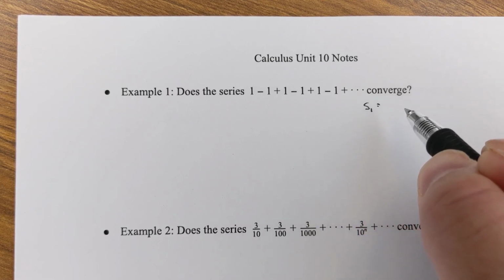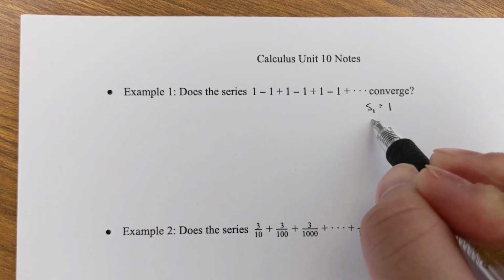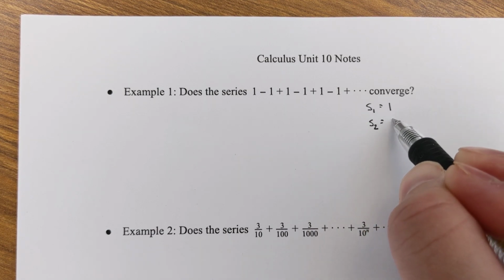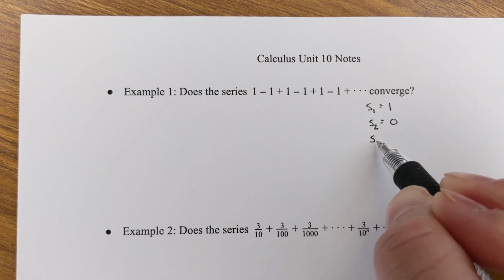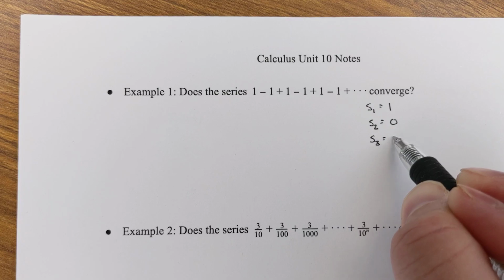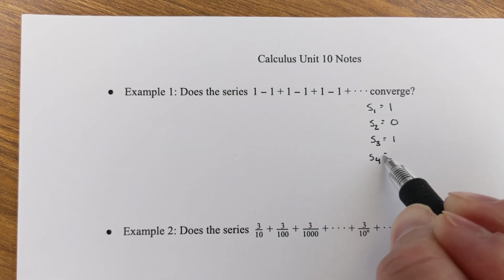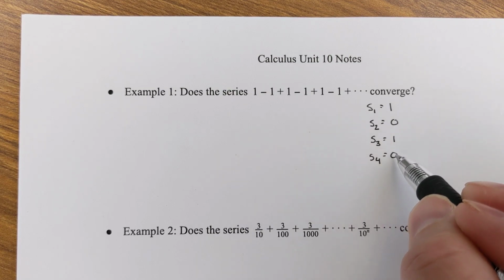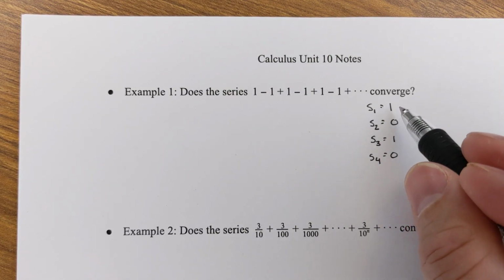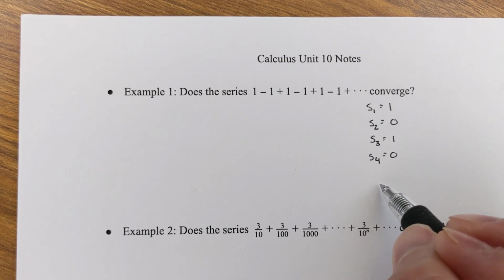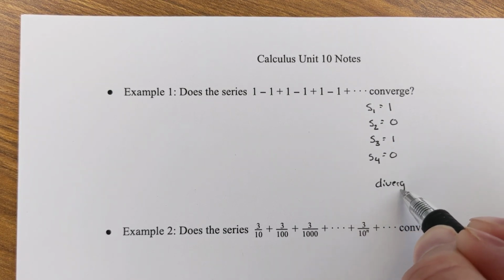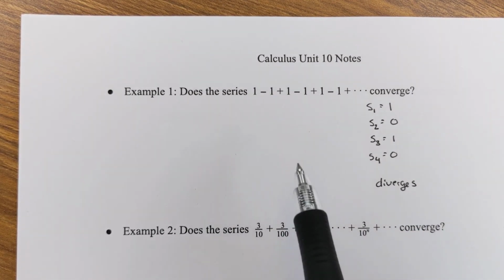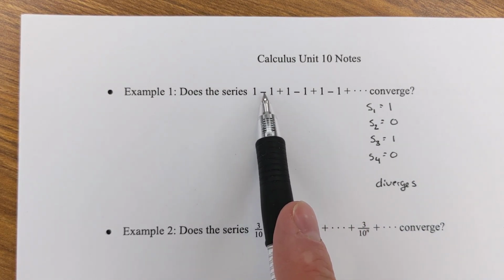So S1 is just the sum of the first term, 1. S2 is the sum of the first two terms, 0. S3 is the sum of the first three terms, 1. S4 is the sum of the first four terms, 0. So since these numbers do not level off at a given value or approach a value for S, this diverges.